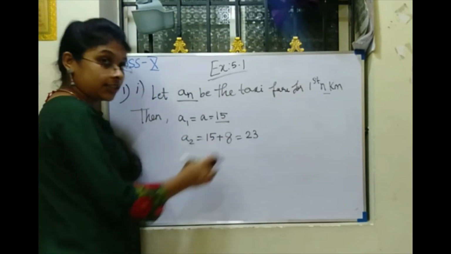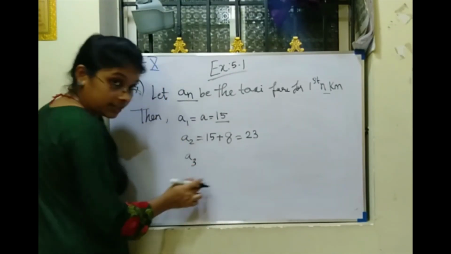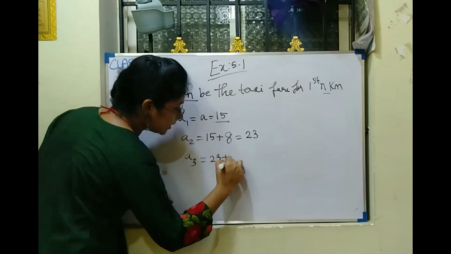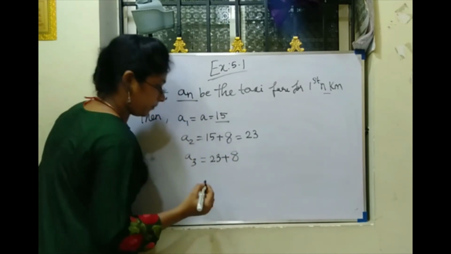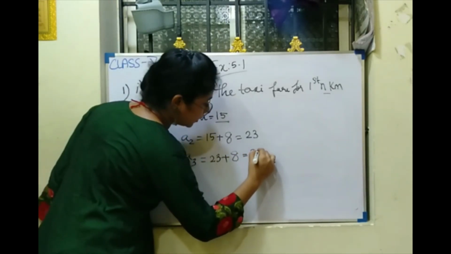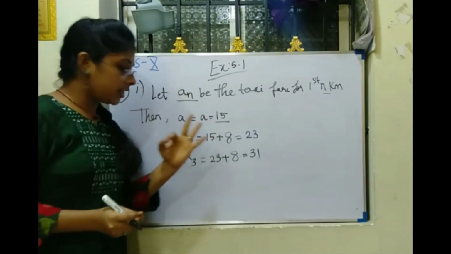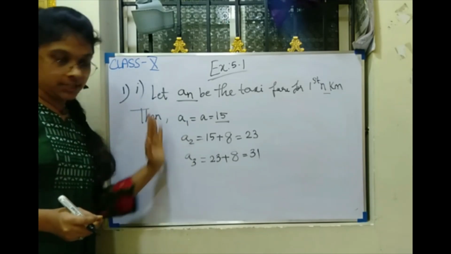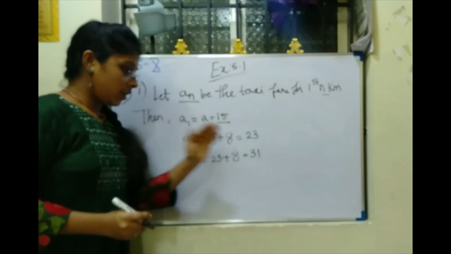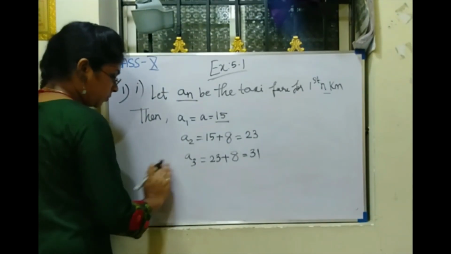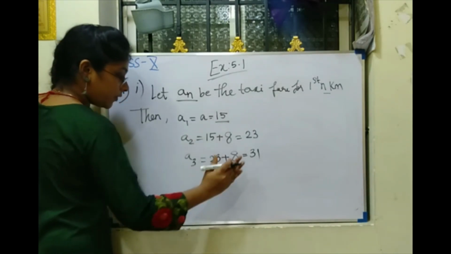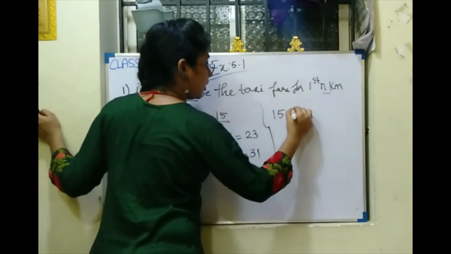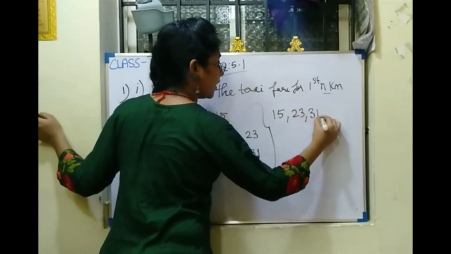Okay, now let's find out the third kilometer, a3, that is the third term, which is equal to the second term plus the additional charge, 8. Okay, the answer will be 31. We know the three terms: 15, 23 and 31. Okay, the first 3 kilometers they have traveled and the cost is this. So the list will be as follows. What will be the list? The list will be 15, 23 and 31, and it goes on.